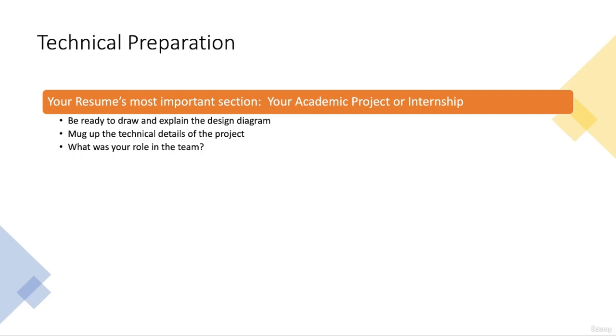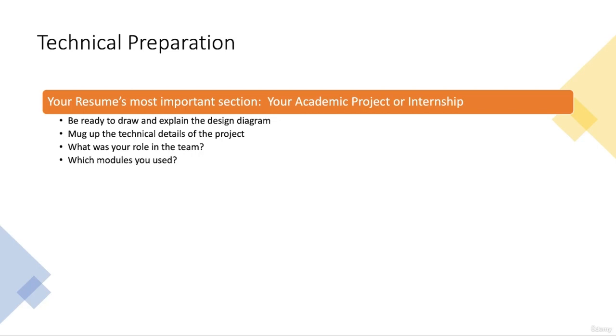Next, what was your role in your team? Let's say you did an internship in a software organization. So what was your role? Let's say you were doing an academic project in a team of 2 to 3 people. What was your role? You were a developer, a designer, or you had a mixed role of a designer and a developer and a tester. So clearly come up with your role in the interview.